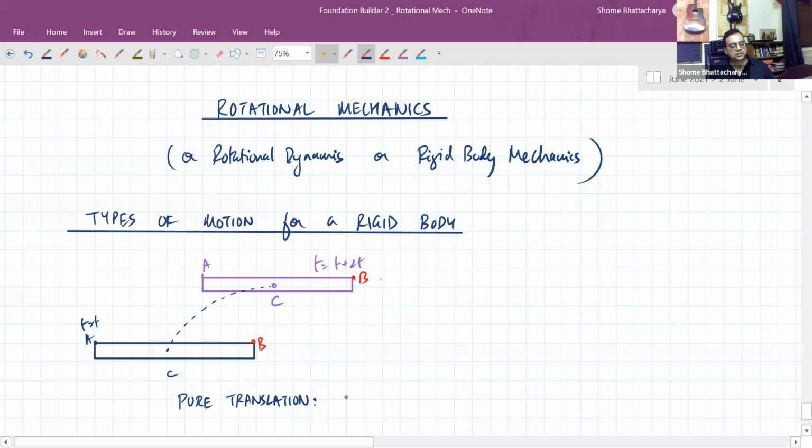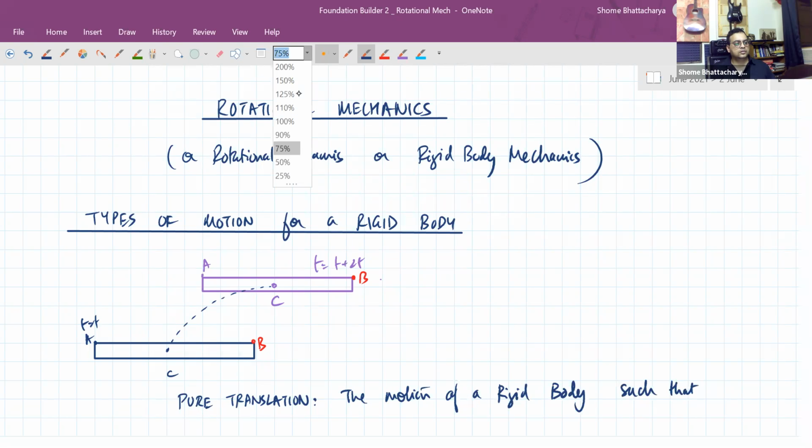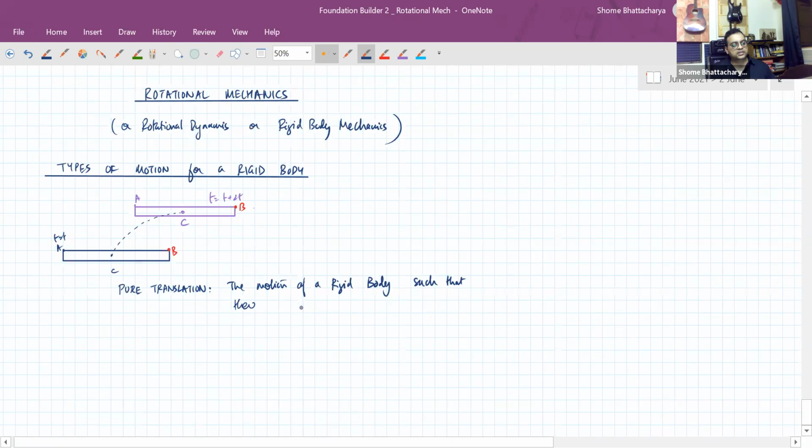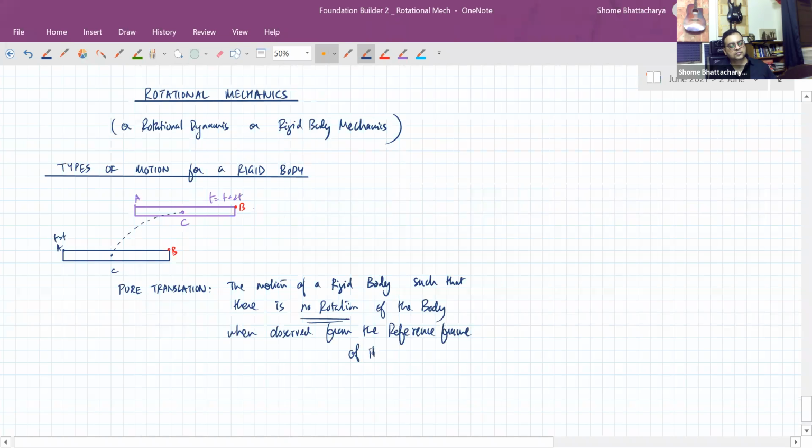The definition of pure translation is the motion of a rigid body such that there is no rotation of the body when observed from the reference frame of its center of mass. So I've taken that as C. If you are traveling along with its center of mass, if this is your reference frame, then you won't observe any rotation. In fact, the body will be at rest.